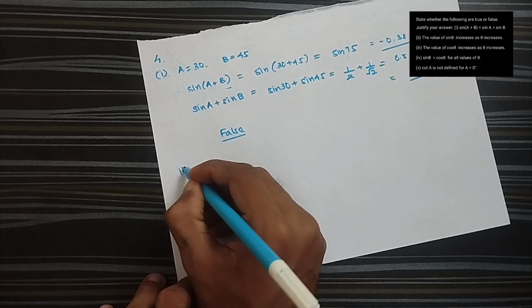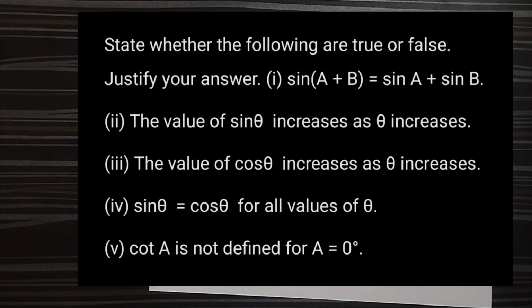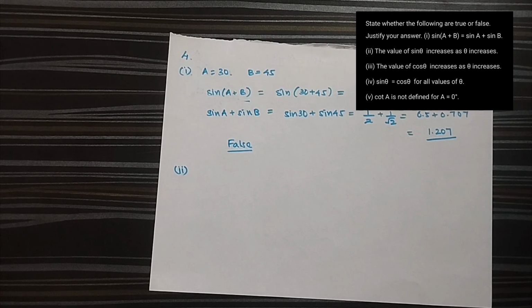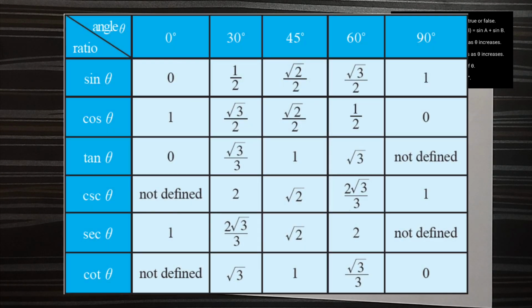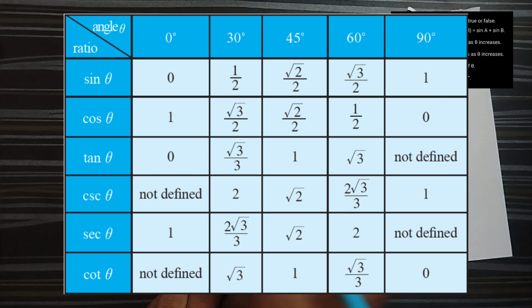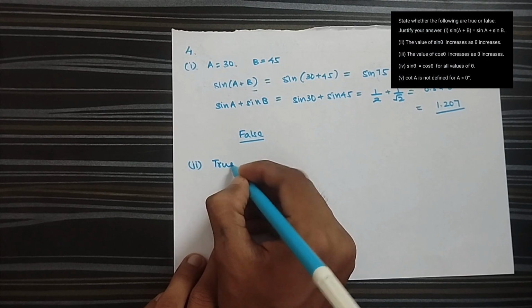Second question. The value of sine theta increases as theta increases. So we have seen in that table, we have drawn specific angles. As the angle of theta increases, sine theta increases. Sine 0 is 0, and sine 90 is 1. So we can see as the angle increases, the sine value of that angle increases. But for cos, it's the opposite. So this statement would be considered true.